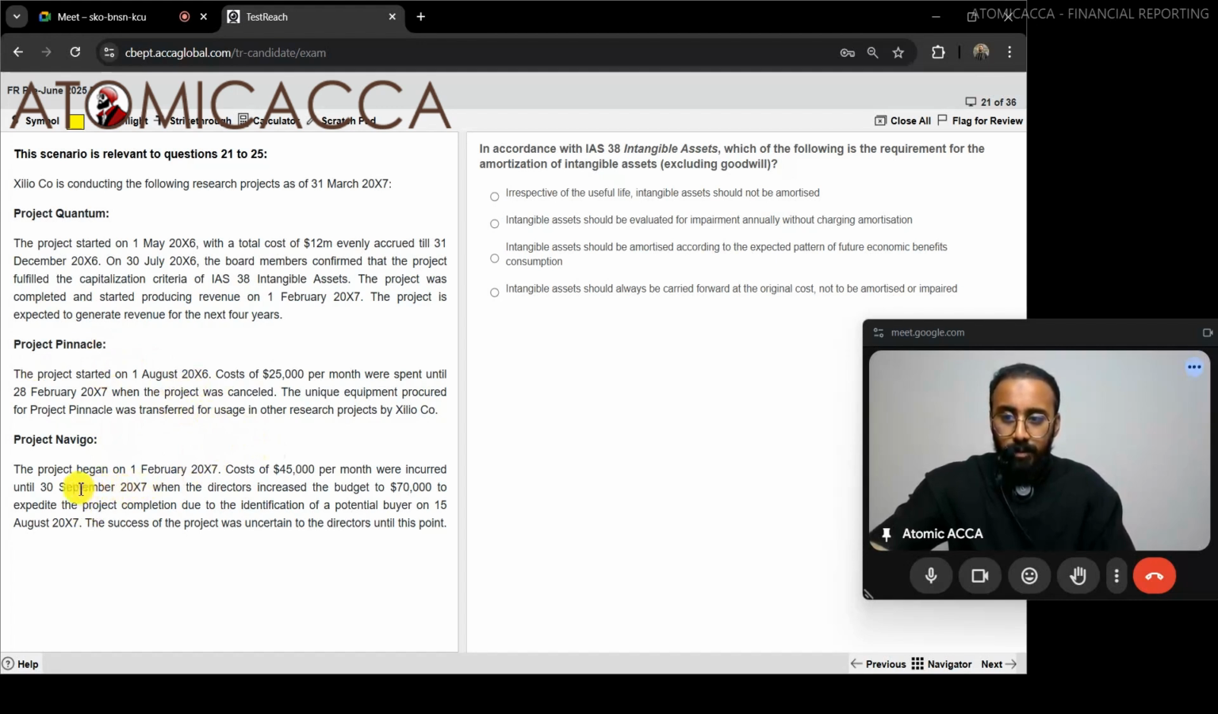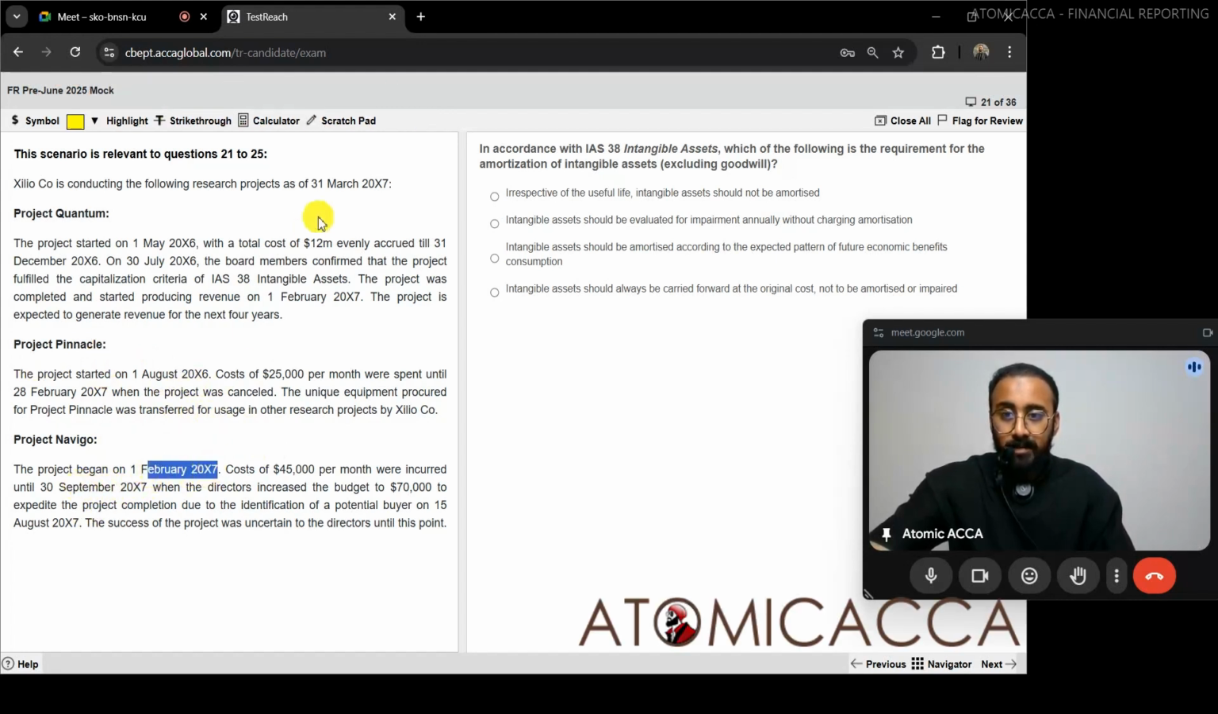Project Navigo, the project began on 1st February X7, 2 months before the year end. Cost of 45,000 per month was incurred until 30th September X7. So that is in the next accounting period. The directors increased the budget to 70,000 to expedite the project completion due to the identification of a potential buyer on 15th August 20X7. So they increased the cost as well.